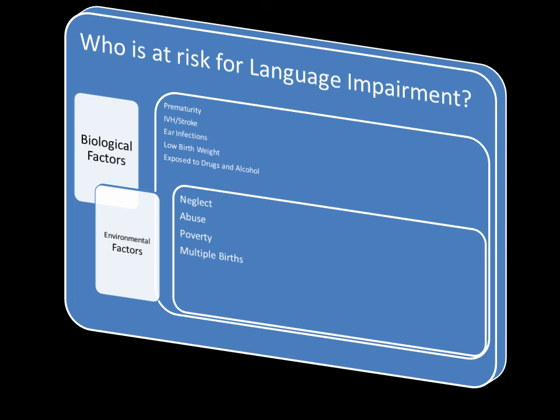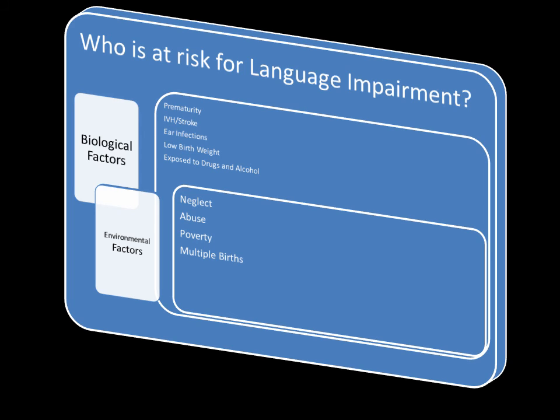Now, remember, these are just factors. So a child could have some biological factors that impact language impairment. However, they have strong environmental factors that help overcome those biological factors, or vice versa. They could have some environmental factors, but then they have some strong biological factors that help them overcome the environmental factors.